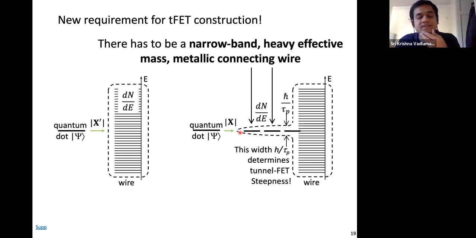So that was the basic thing that we recognized, and we said, okay, we need to modify the TFET. This sort of TFET won't work because you will have Lorentzian broadening, and that messes up things. There has to be an intermediary between the quantum dot and the big band wire. So essentially, there has to be a narrow band wire in between that connects the quantum dot and the big band wire, and that will enforce an exponential line shape on the quantum dot.